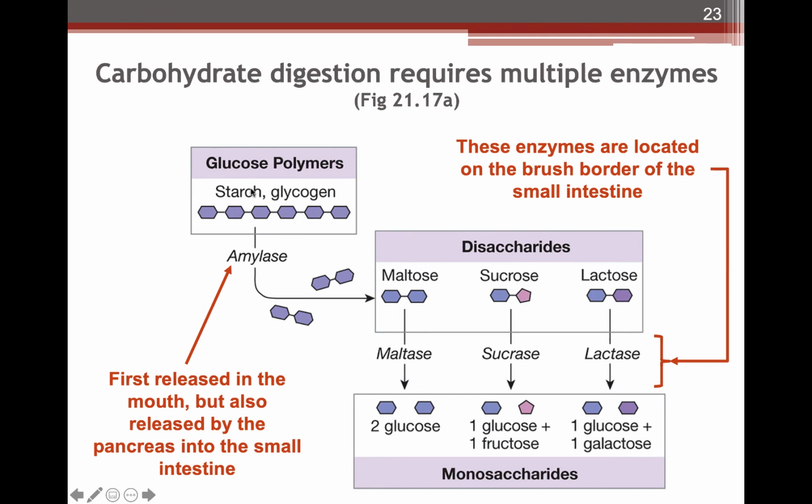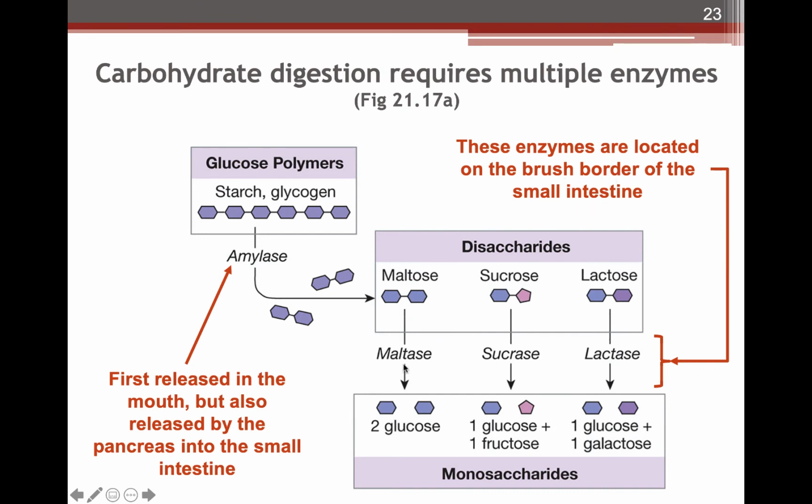And it continues the breakdown of starch and glycogen, which are massive, huge polymers. They're not this long. They're massive, like thousands or tens of thousands of glucose monomers linked together. So amylase continues to chew them down to the level of disaccharides, like maltose, sucrose, and lactose. And then there are disaccharidases that are attached to the apical membrane, the brush border of the intestinal mucosa cells.